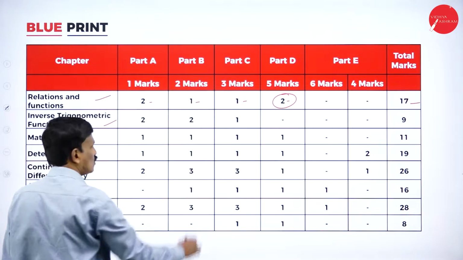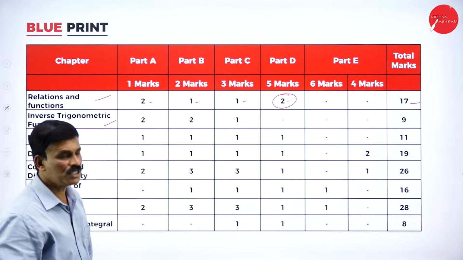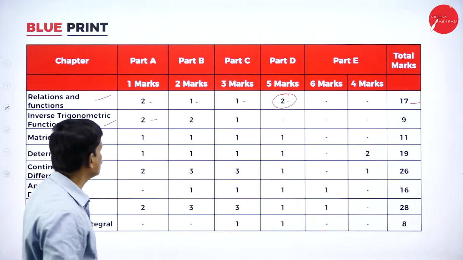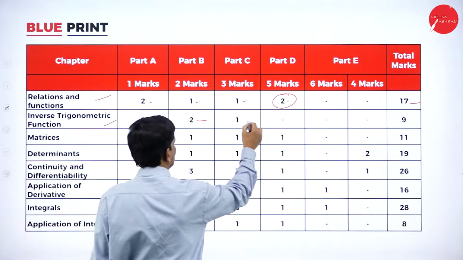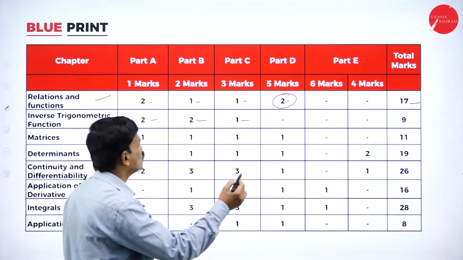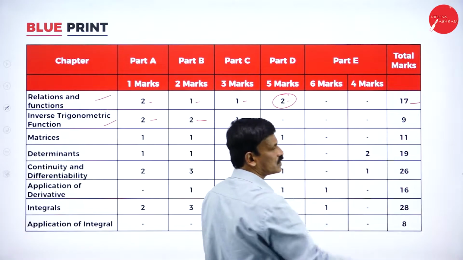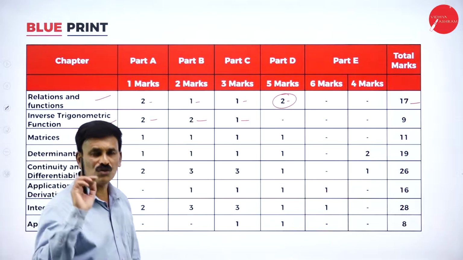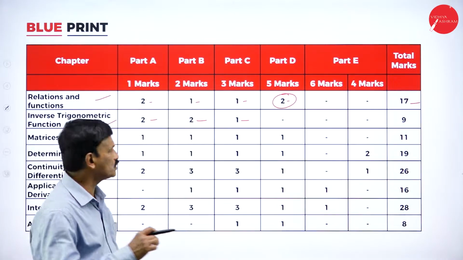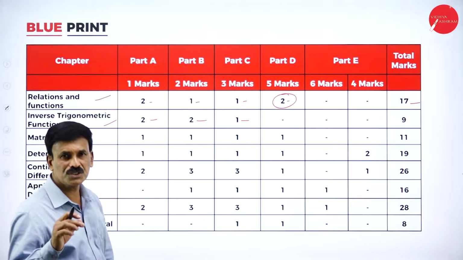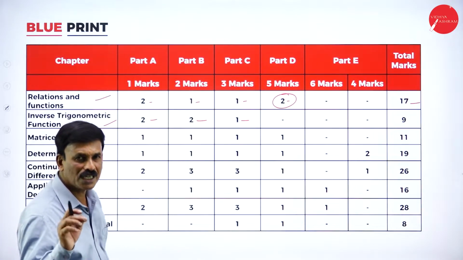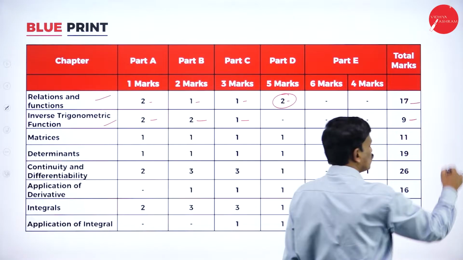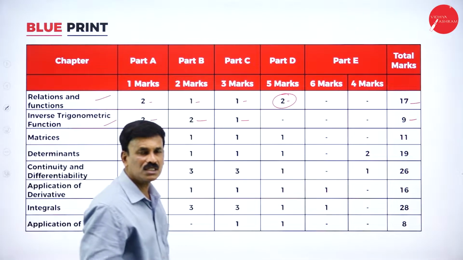This is inverse trigonometric functions. In inverse trigonometric functions, you will get two 1-mark questions, two 2-mark questions and one 3-mark question. So there are no 5-mark, 6-mark or 4-mark questions in inverse trigonometric functions. Only 1-mark, 2-mark and 3-mark questions. So the total marks you are going to get in inverse trigonometric functions is 9.